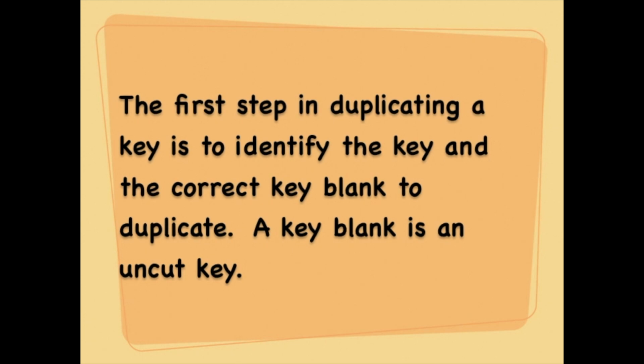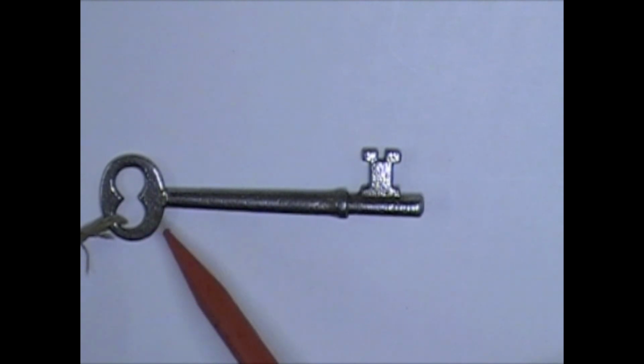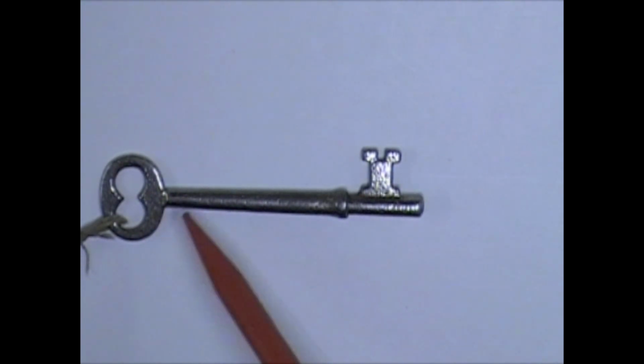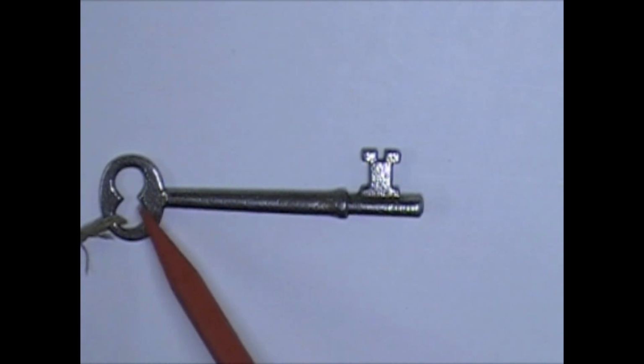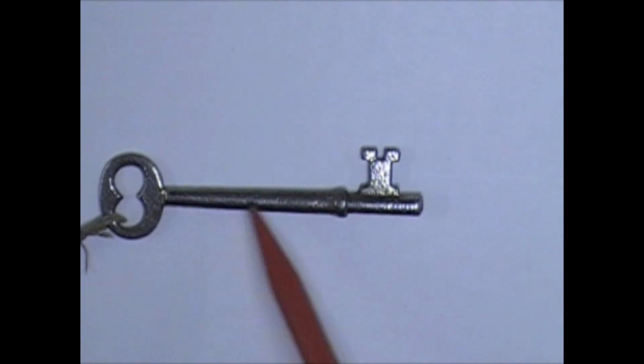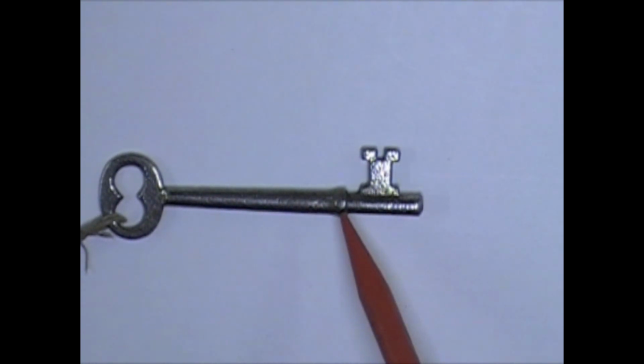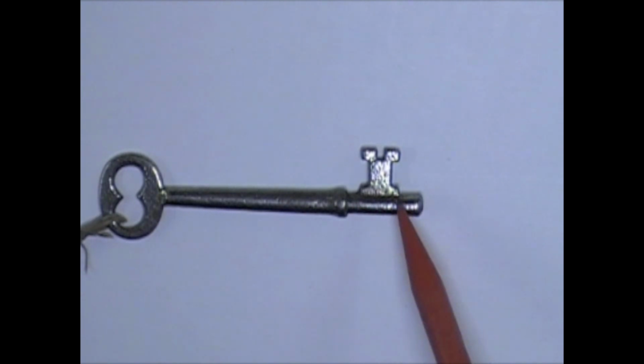The first step in duplicating a key is to identify the key and the correct key blank to duplicate. A key blank is an uncut key. As far as parts of a key on a bit key, we have the bow, we have the shank, the long part here is the shank, then we have a shoulder, then there's a post.